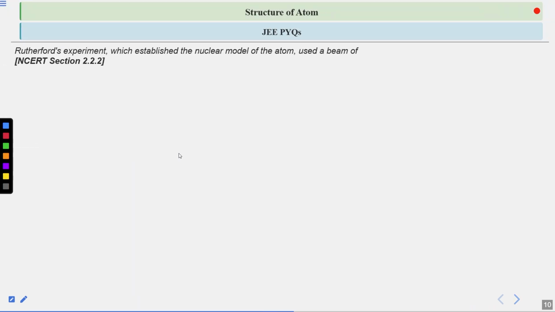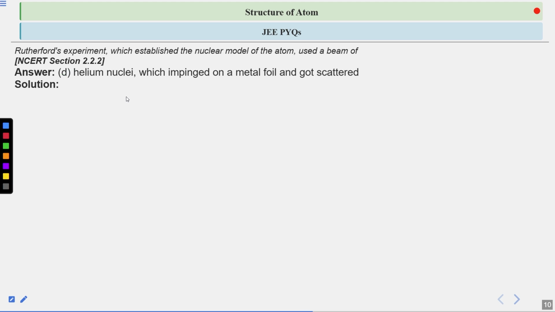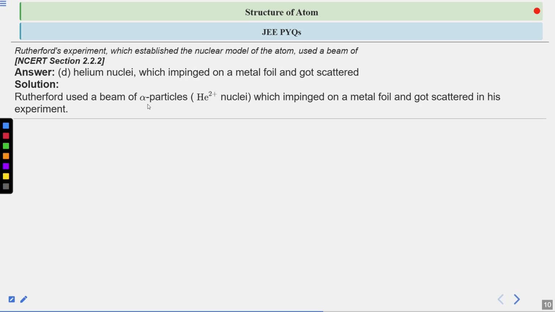So Rutherford used the alpha particles for the impingement on the gold foil. Now, if you are able to remember what an alpha particle is, then you will clearly get your answer as D, which is helium nuclei, not the helium atom. You will see in a while why it is so. If I look at the solution, remember that the alpha particle was helium 2 plus. If you take helium 2 plus, it means you are removing both of the electrons and you are only left with the nuclei.